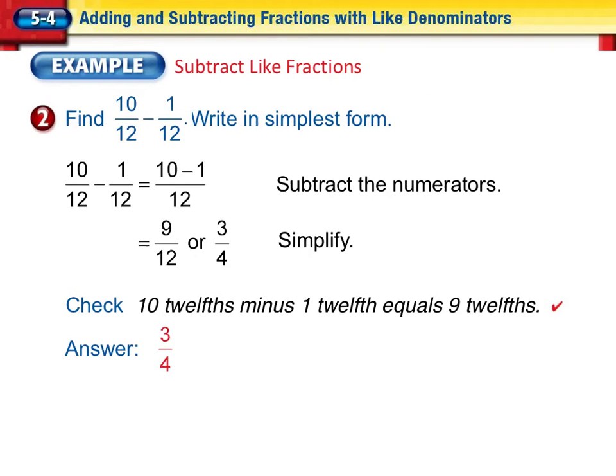Let's look at this example. We have 10/12 minus 1/12. We know our denominator is the same, which is 12, so we keep it 12. Notice we've written over the top of the denominator in our numerator field 10 minus 1. 10 minus 1, as we know, is 9, and we keep our denominator as 12. We still need to simplify that, and the simplified version is 3/4. We divided the top by 3 and the bottom by 3, and we got 3/4. So our answer is 3/4.